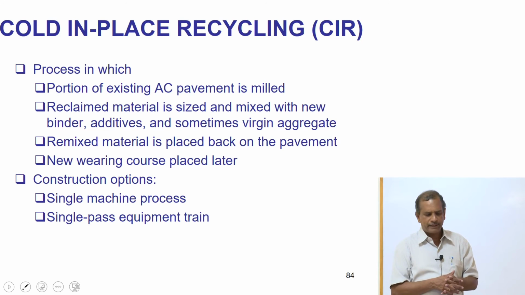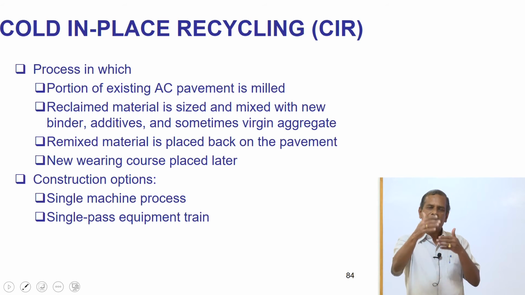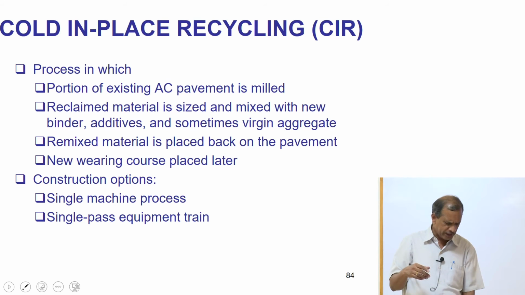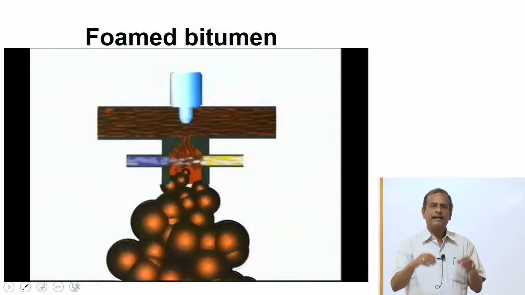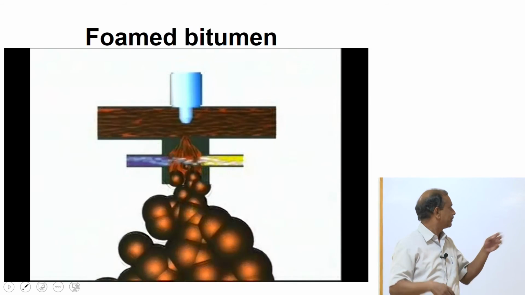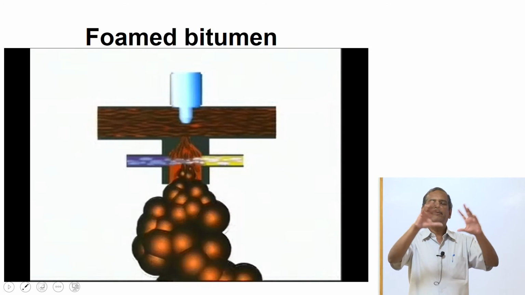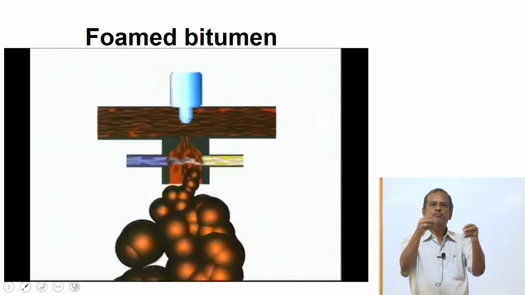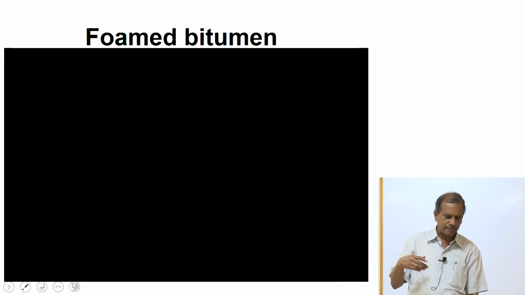In the case of cold recycling, I mill a part of the bituminous layer. I use a reclaimed material. I can use a foam bitumen. What is the foam bitumen here? I can try to inject hot bitumen, water on one side, air on the other side. So, the volume of bitumen increases by 14 to 17 times. This will try to coat well the milled particles. I can use that material in road construction.